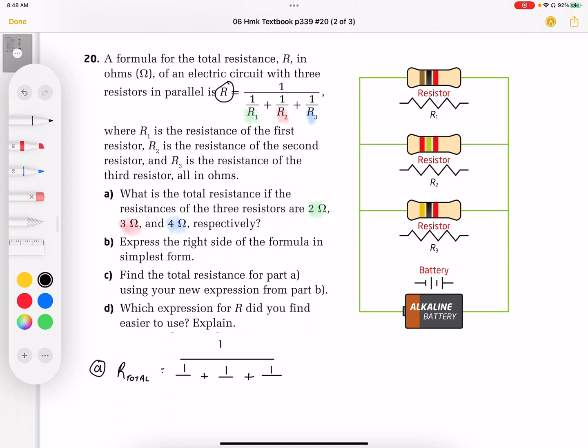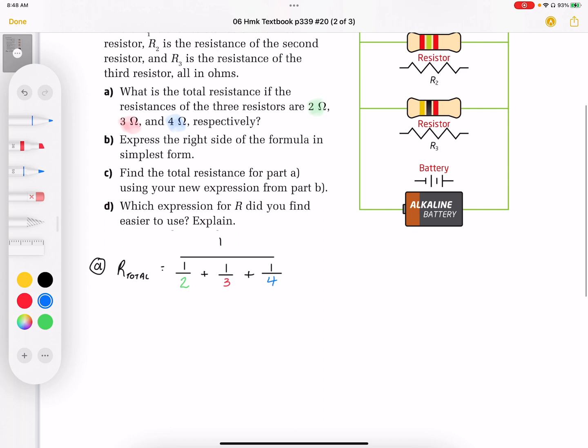So this is when we have this parallel circuit here. Okay, so this is a parallel circuit, and some of you may have seen this in a science class. So what we can do then for part A is find the total resistance by just plugging into that formula. So I'm going to plug in to that formula. My R1 is 2 ohms. My R2 is going to be 3 ohms. And my R3 is going to be 4 ohms.